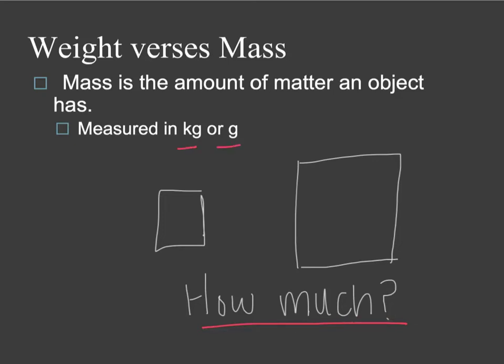So we might have these two boxes, and this small box might have a mass of 1 kilogram, and this box might have a mass of 10 kilograms, and it's just telling us how much matter we have.